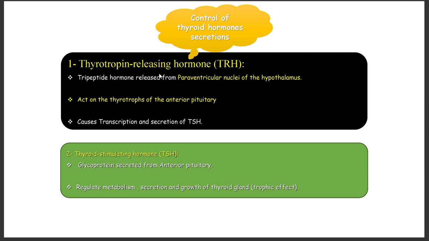When this hormone is released, it is going to go to the anterior pituitary gland and act on what we call the thyrotrophs. These are the cells, and this is going to cause the release of thyroid stimulating hormone from the anterior pituitary gland, specifically from the thyrotrophs. Thyroid stimulating hormone is a glycoprotein, and it is going to control the secretion of thyroid hormone.